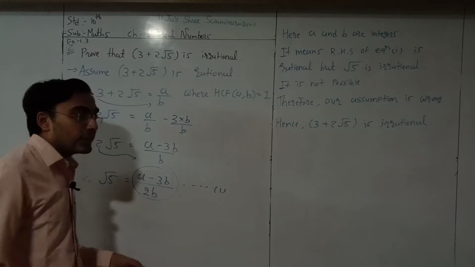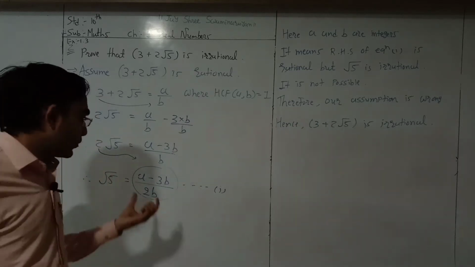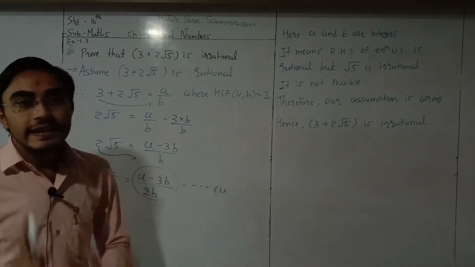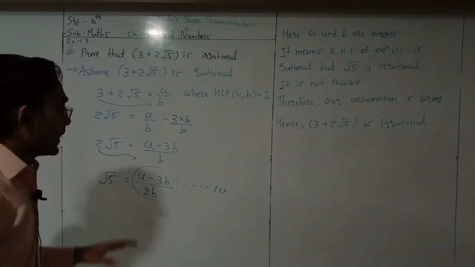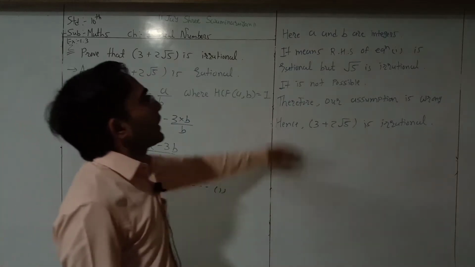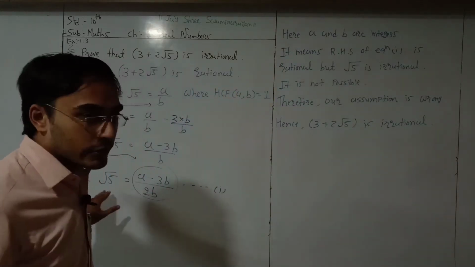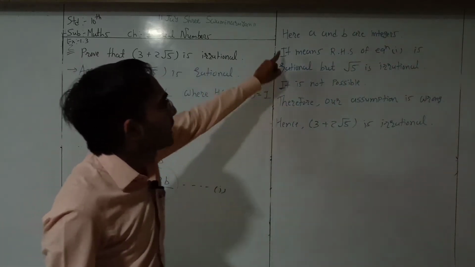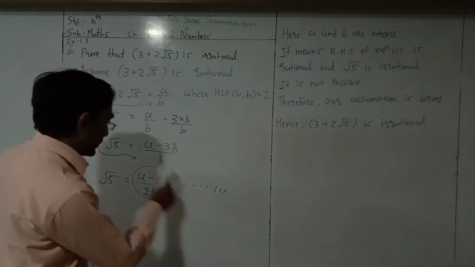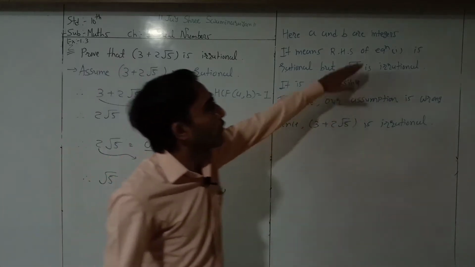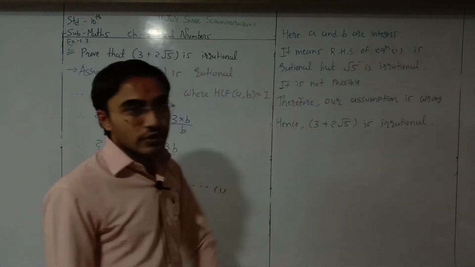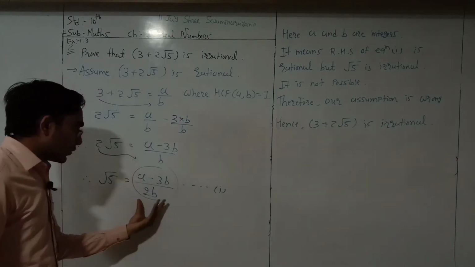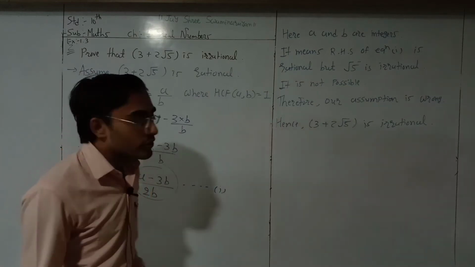All these numbers are integers, right? And here we have a numerator and denominator, that means this is a rational number. Okay, so now we can write like this, that means in this equation a and b are integers. It means the right hand side of equation 1 is rational, right? These are integer numbers, so it forms one rational number, so our right hand side is rational.